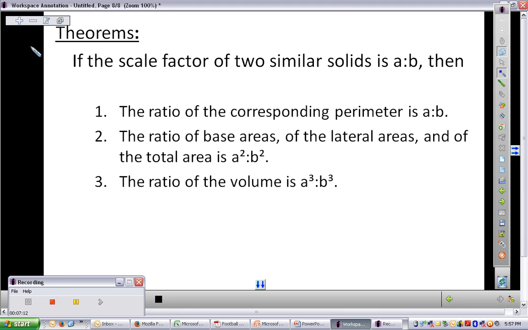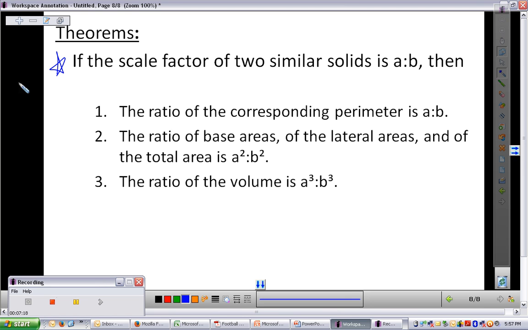Now we have three theorems that go along with similar solids as well. And I'm going to start, this is an important slide. If the scale factor of two similar solids is A to B, then we're going to have three different theorems that go along. The first one is that the corresponding perimeter is going to be A to B. I'm going to elaborate on this a little bit.